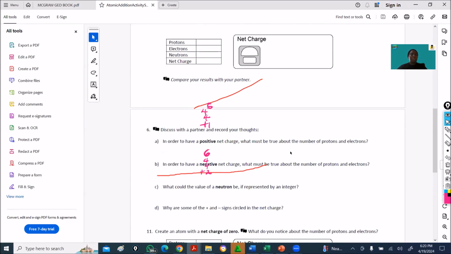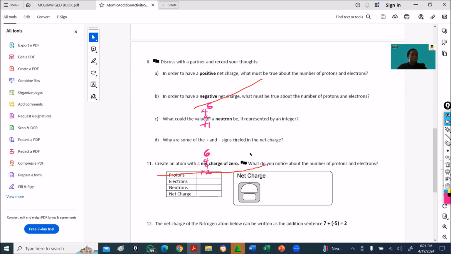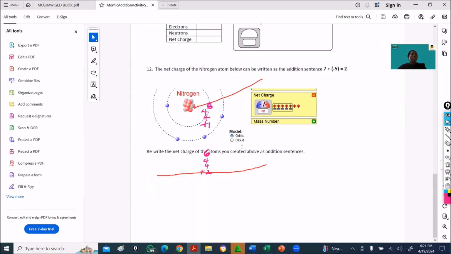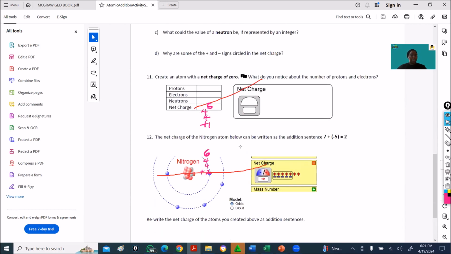These are the questions. What must be true about the number of protons and electrons? From these two things, what must be true is that your number of protons must be more than your electrons. This is what I can write here. The electron should be lower than what? Your protons. You see that? So then you can see this.